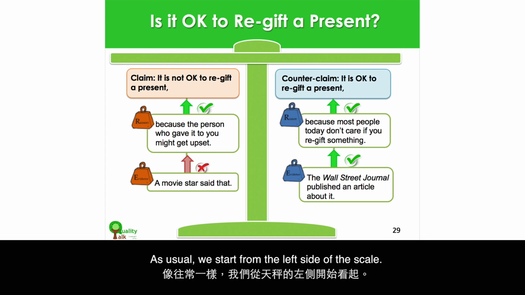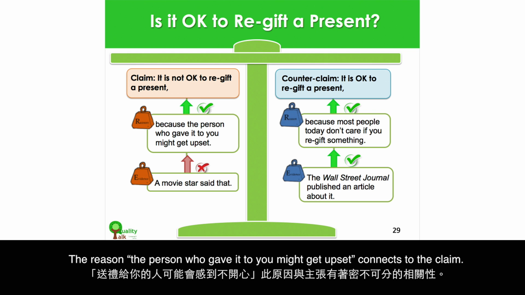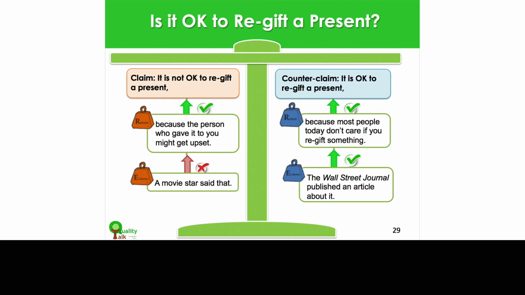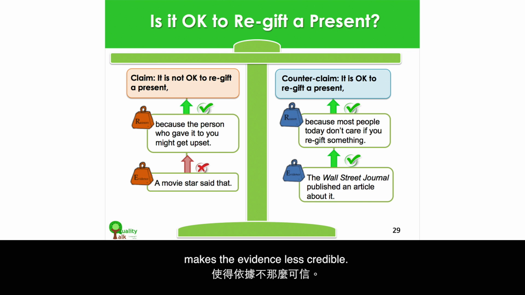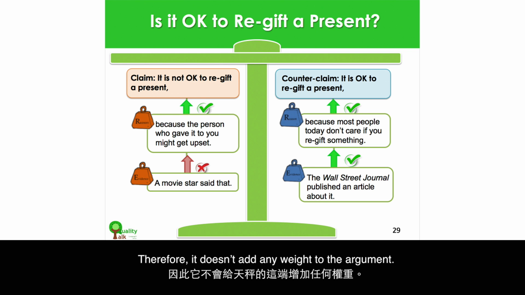As usual, we start from the left side of the scale. The reason the person who gave it to you might get upset connects to the claim. So it adds some weight to the claim. However, the fact that the reason is a quote from a movie star makes the evidence less credible. Therefore, it doesn't add any weight to the argument.